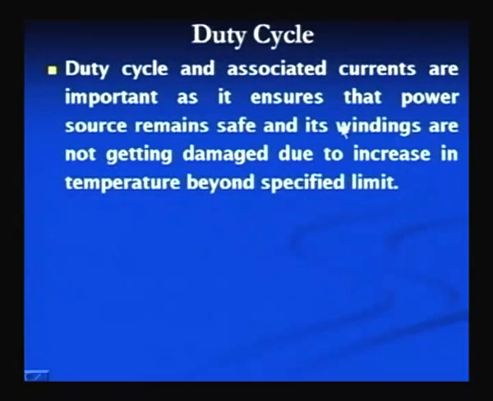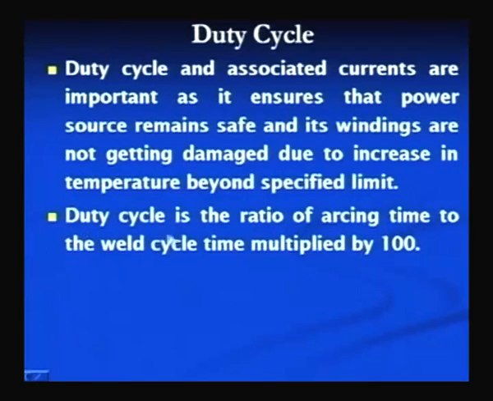So, to maintain the temperature of windings and cables, it is necessary that the welding time, the duty cycle and the currents are seen together, so that whenever high current is drawn from the power source, that current is drawn only for a limited period of time, meaning the welding time should be determined on the basis of the current which is to be drawn. So, that is why the duty cycle and the welding currents are very closely associated with each other. If the welding current is determined by considering the duty cycle properly, then it will ensure that the power source remains safe and its windings are not damaged due to overheating or excessive rise in temperature beyond the specified limits.